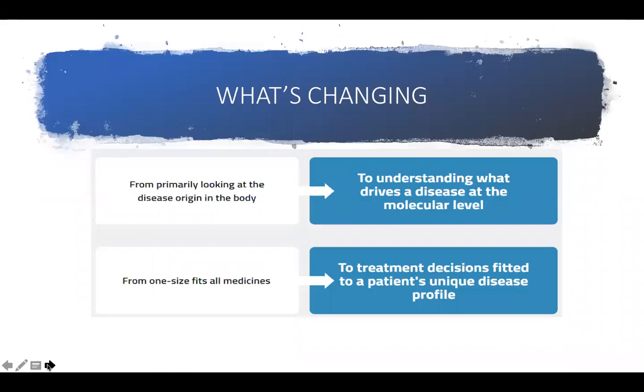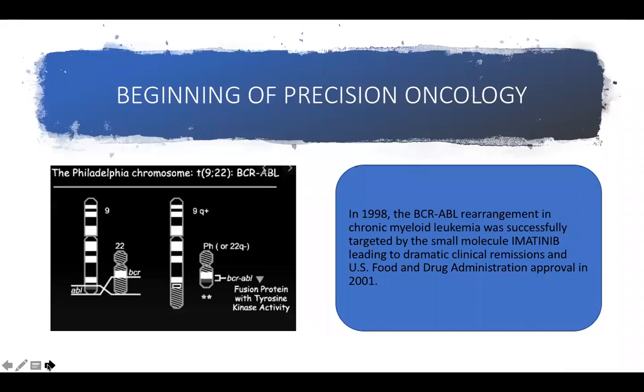So what is changing? From primarily looking at the disease origin in the body to understanding what drives the disease at the molecular level, from one size fits all medicine to treatment decisions fitted to a patient's unique disease profile. The molecular era in precision oncology started in 1998 with the BCR-ABL translocation, t(9;22) rearrangement, in CML patients that was successfully targeted by the small molecule TKI imatinib, which ultimately led to its US FDA approval in 2001.